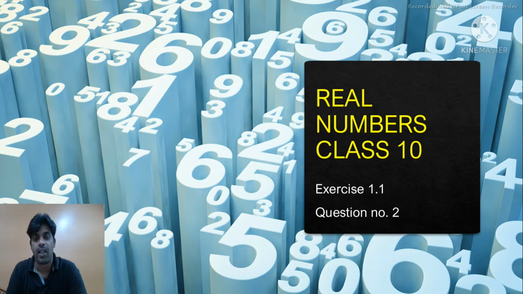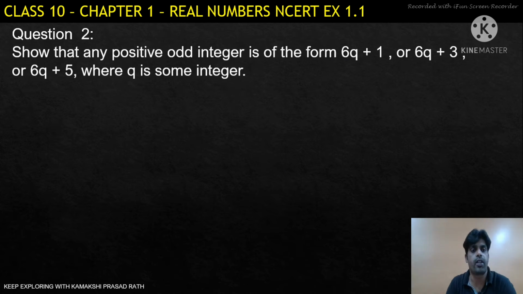Keep exploring. In today's video, we are going to solve a question from exercise 1.1 of Real Numbers, class 10. So let's start. The question says: show that any positive odd integer is of the form 6q plus 1, or 6q plus 3, or 6q plus 5, where q is some integer. So let's understand the question first.